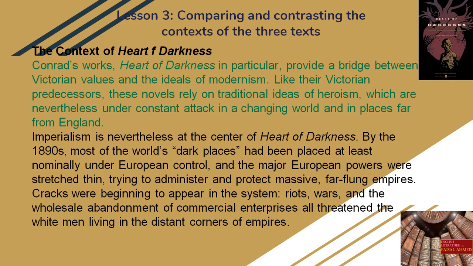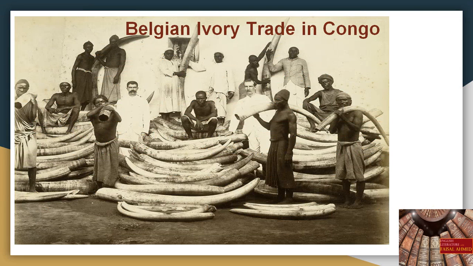By the 1890s, most of the world's dark places had been placed at least nominally under European control, and the major European powers were stretched thin, trying to administer and protect massive, far-flung empires. Cracks are beginning to appear in the system. Riots, wars, and the wholesale abandonment of commercial enterprises all threaten the white men living in the distant corners of the empires. Belgian ivory trade in Congo.